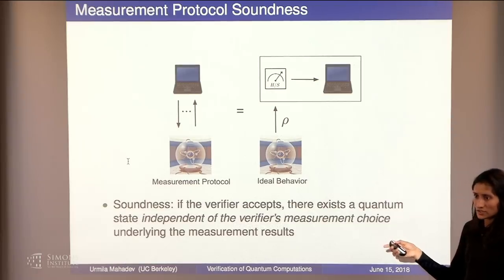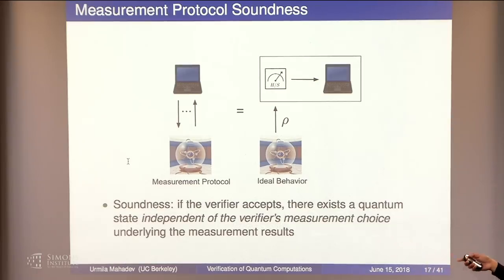So this is the soundness. For a measurement protocol, I'll say it's sound if it satisfies this condition. If the verifier accepts, there exists a quantum state, which I'm calling rho, which is independent of the verifier's measurement choice, which underlies the measurement results.